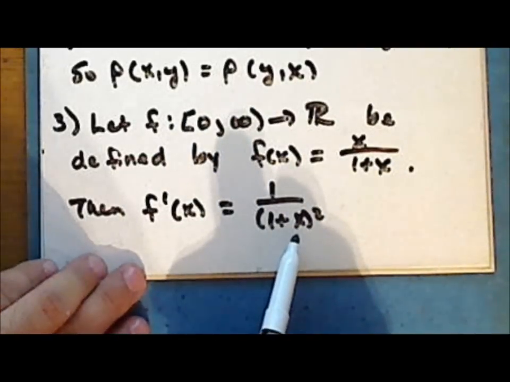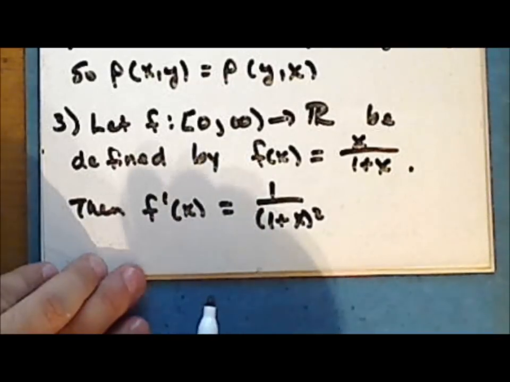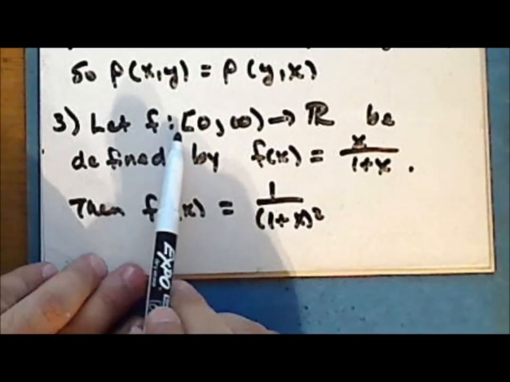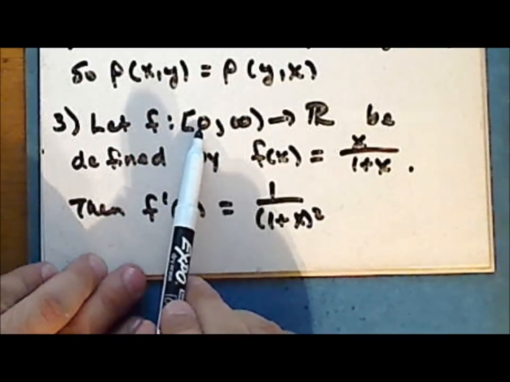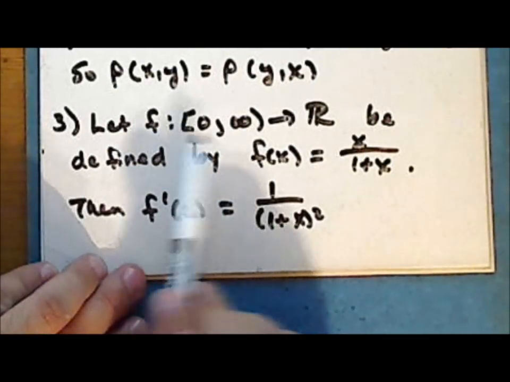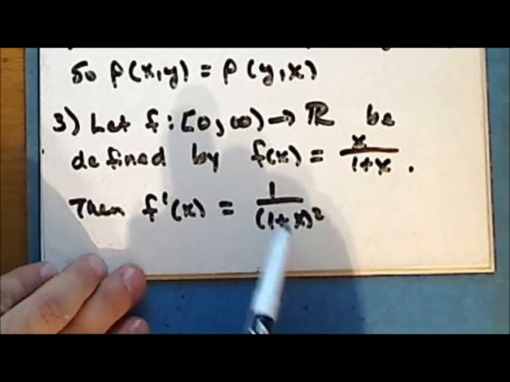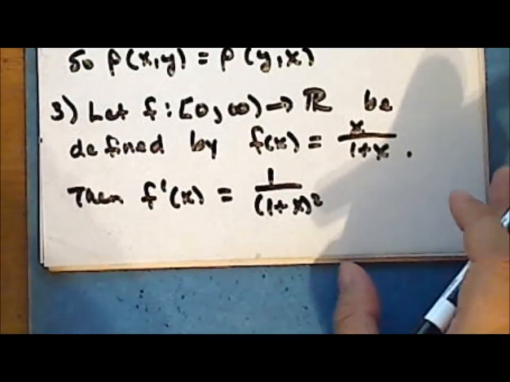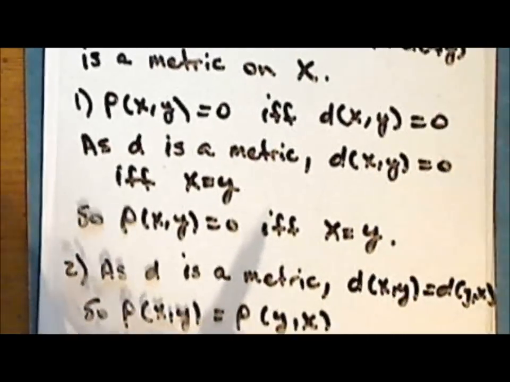Now the possible critical value is where the denominator is 0. This is at -1. And as the domain of the function is from 0 to infinity, we choose the test value that's in this interval. In particular, we can choose 0. At 0, this is 1 over 1, which is a positive number. And so by the first derivative test, the function f is strictly increasing on its domain.